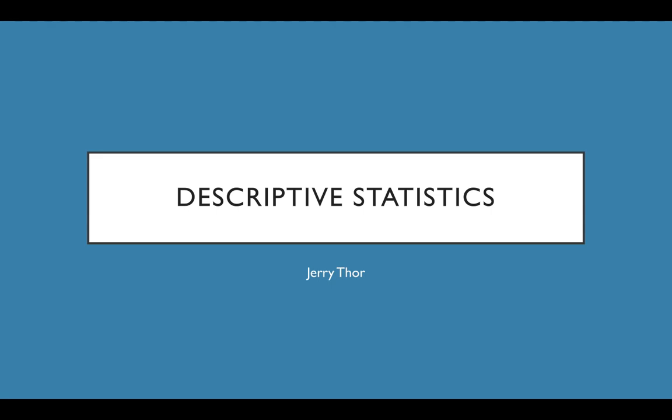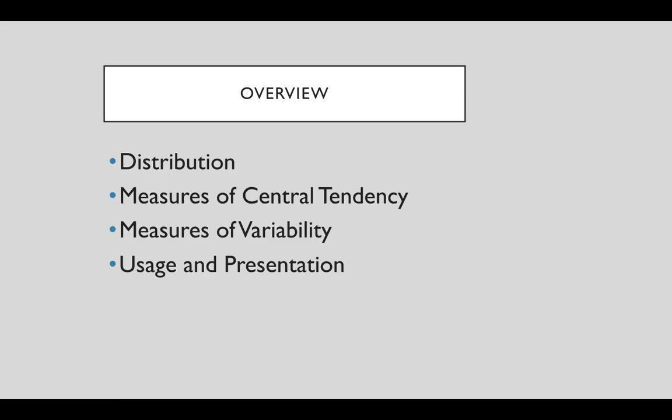Over the next 10 minutes, we're going to discuss elements of this topic that include distribution, measures of central tendency, measures of variability, usage, and presentation. In exchange for just 10 minutes of your time, you're going to come away with a good understanding of this topic and why it will be incredibly useful to you as a researcher moving forward. Sounds good? Let's roll.